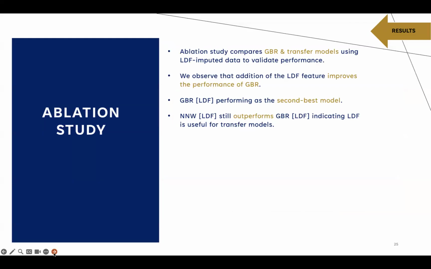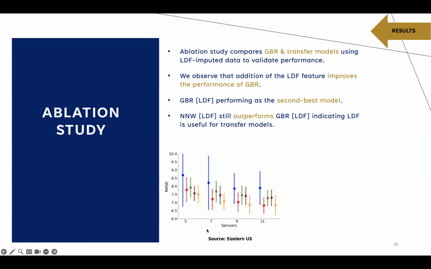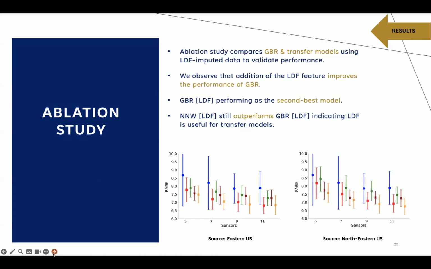So we also did an ablation study. Basically, in the ablation study, we compare the gradient boosting regression and transfer models using the LDF imputed data so as to validate its performance. We observed that addition of the LDF feature improves the performance of gradient boosting regression. So in this model, we see that when Eastern US is used as a source, gradient boosting regression has a jump in the performance. Let me just put up the graph.